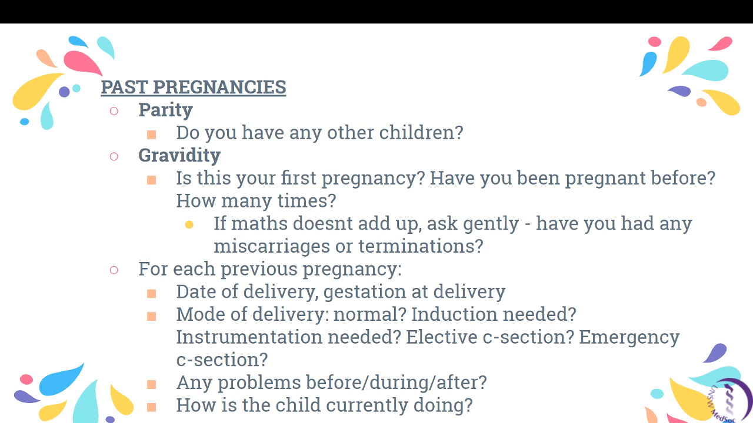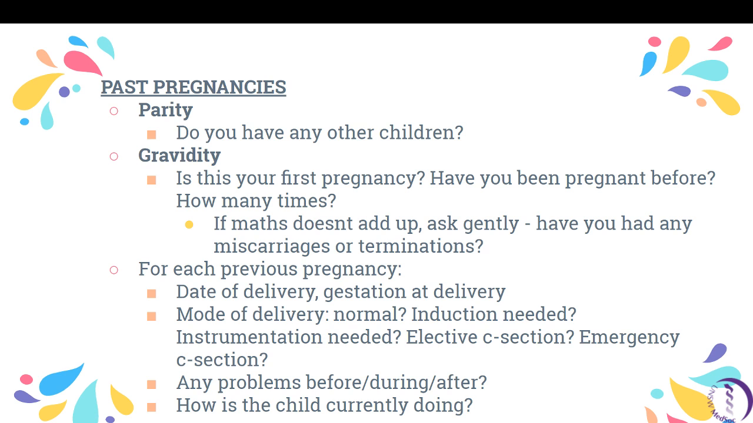So for parity, you just ask, do you have any other children? For gravidity, you want to ask, is this your first pregnancy? Have you been pregnant before? How many times have you been pregnant before? So if the maths doesn't add up, say for example, if they said that they've been pregnant twice, but they don't have any children, then you might just want to ask gently if they've had any miscarriages or terminations, because these count to your gravidity.